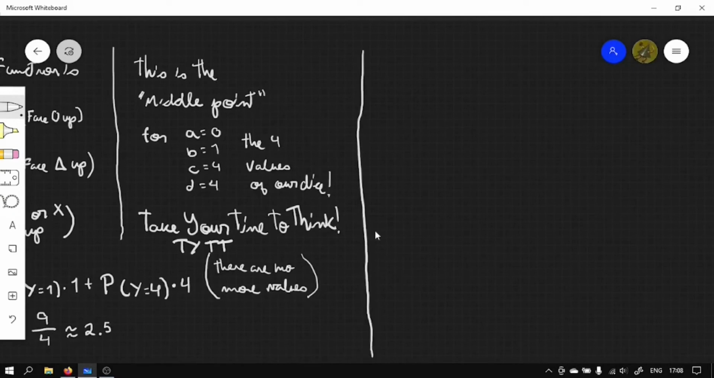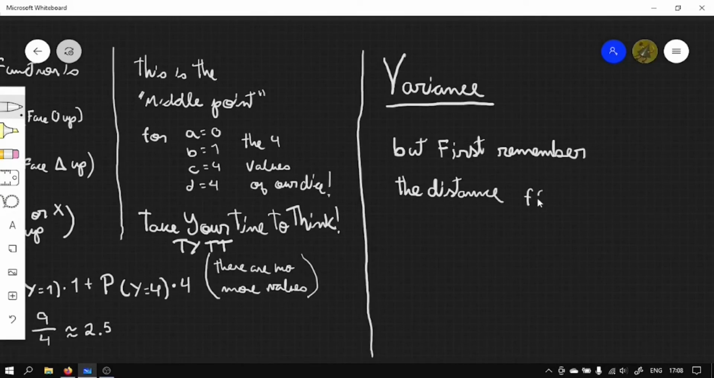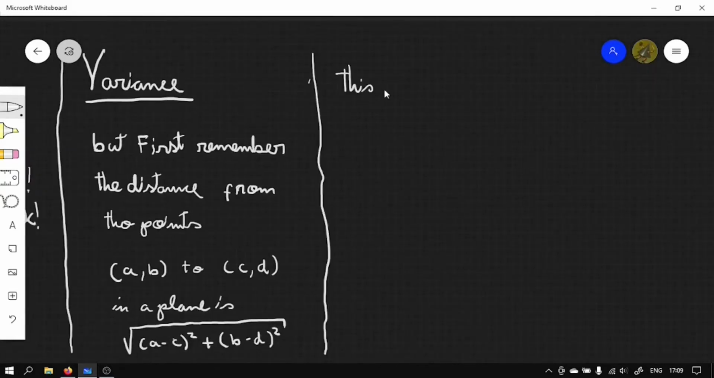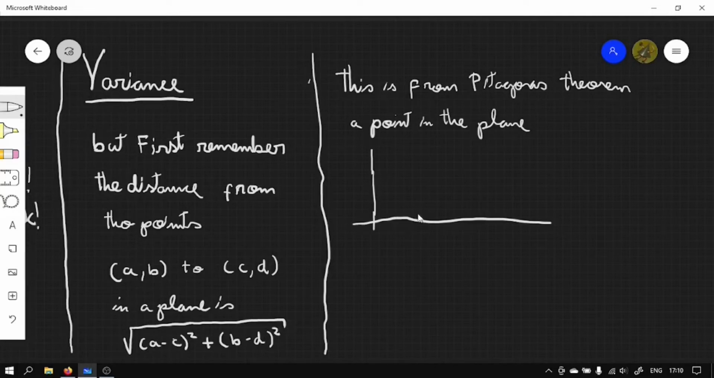Now we go and explain what the variance is. But first, we will remember what the distance between 2 points in a plane is. The formula is what I'm writing here, and this comes from Pythagoras' theorem. Let's graph the 2 points in a plane.